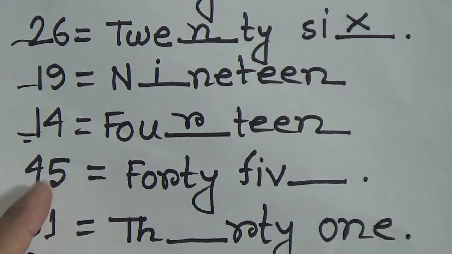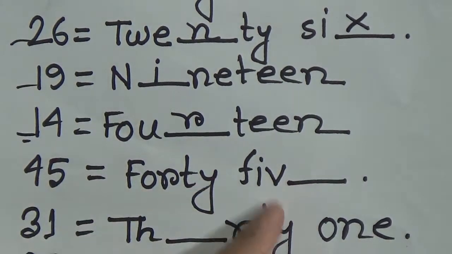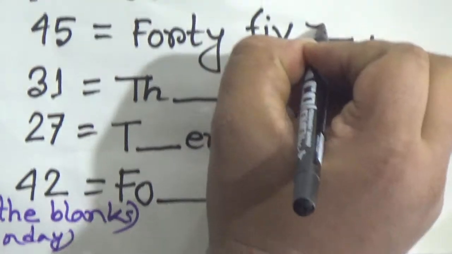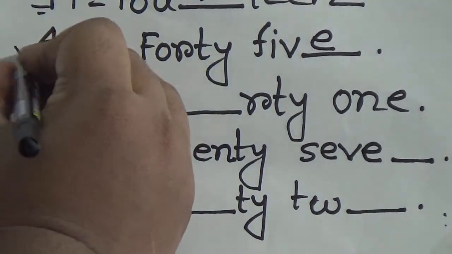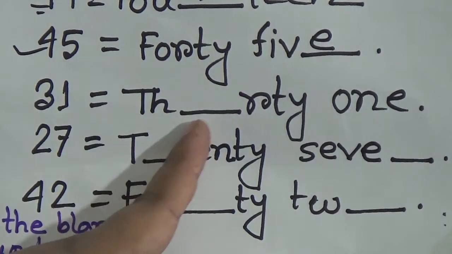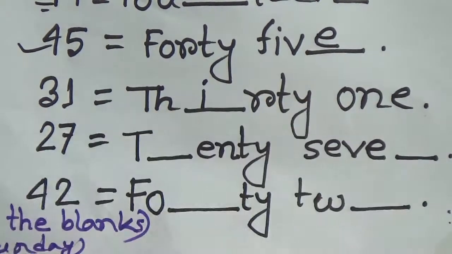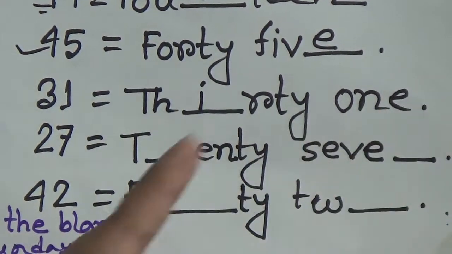Our next one is 45. The spelling of 40 is F-O-R-T-Y and the spelling of 5 is F-I-V-E. But here E is absent. So we write here E. The next one is 31. What is the spelling of 30? T-H-I-R, but here I is absent. So here we write I. So T-H-I-R-T-Y, 31, O-N-E, 1.